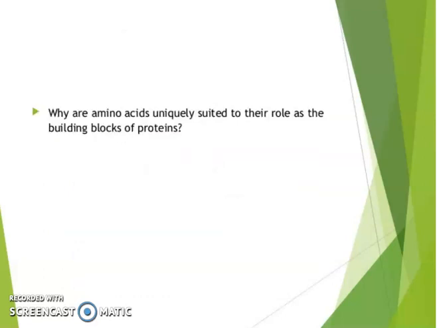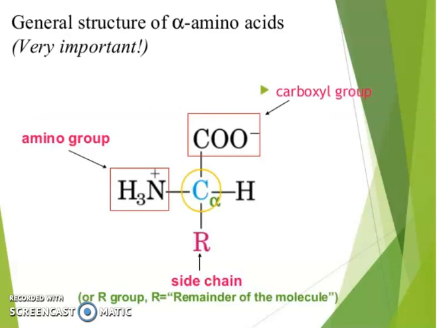So why are amino acids uniquely suited for their role as the building blocks of protein? First, look at the fundamental structure, the general structure of an alpha amino acid. This is very important for understanding proteins. You can see the amino group here, the carboxyl group here, and the R side chain. The R group is the remainder of the molecule, along with one hydrogen and the alpha carbon.